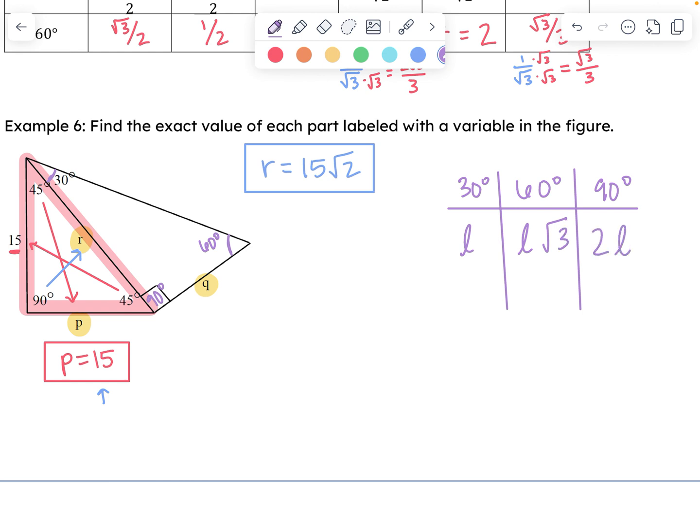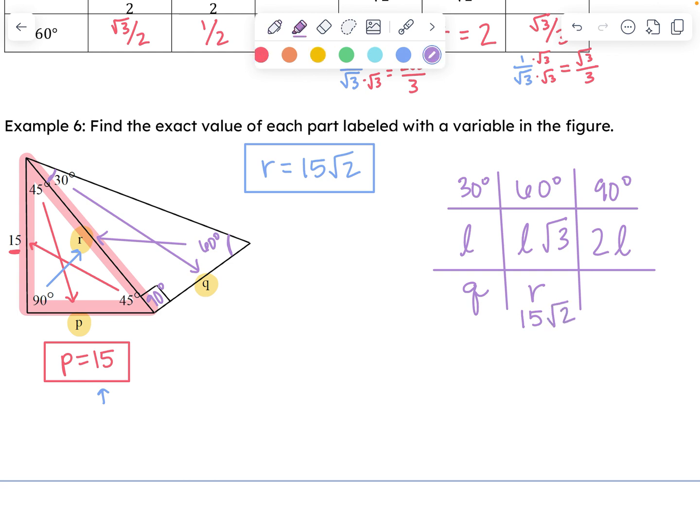So if I'm looking, across from my 30 right here is the Q that I'm trying to find. Across from my 60 right here is the R that I already know is 15 square root of 2. So I'm going to use that this 15 square root of 2 has to equal the L square root of 3 and set up an equation. 15 square root of 2 has to equal L square root of 3.